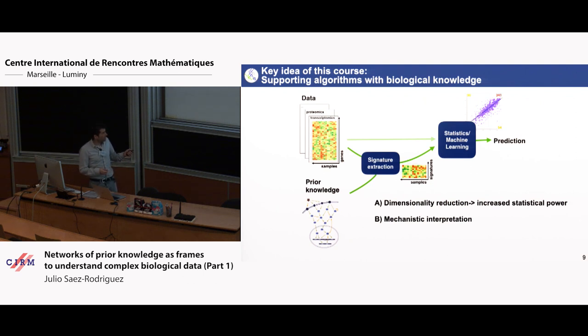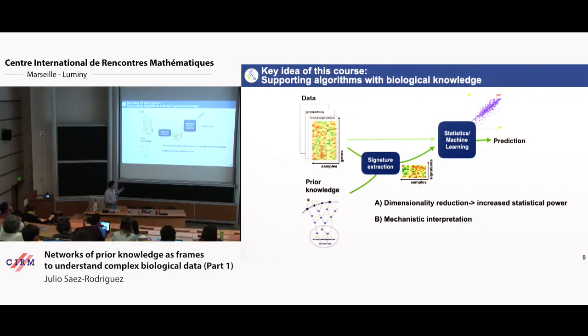And the second is that if these features are based on biological knowledge, like pathways or other networks, then they are interpretable. So we don't get a list of genes or a linear combination of genes that we don't know exactly what it means biologically, but something that is connected to biochemical processes, so we can interpret it, and maybe we can use it also to come up with new experiments.